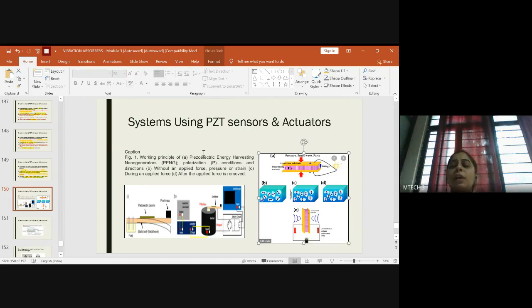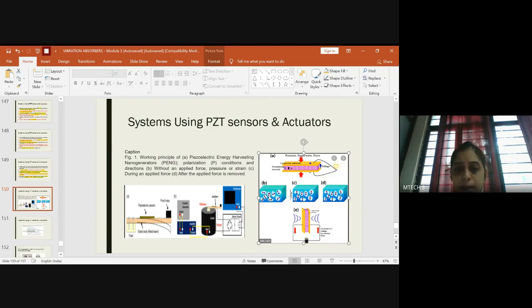These are a huge lot of actual practices that one has already seen as smart structures using PZT sensors and actuators as well. There are many case studies one can tell. You can take any practical practice and explain it if you are interested. This is one more smart structure, the smart road, through which you can explain the generation of electrical power.